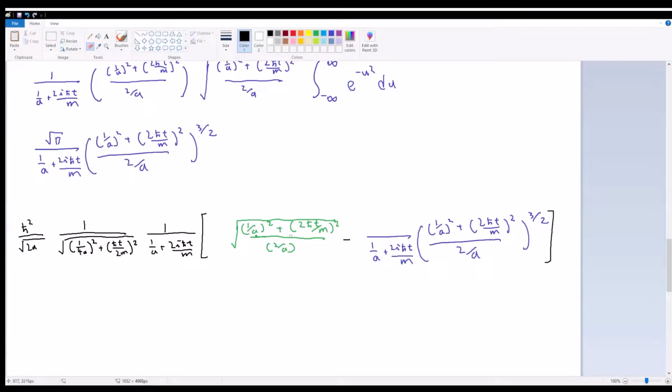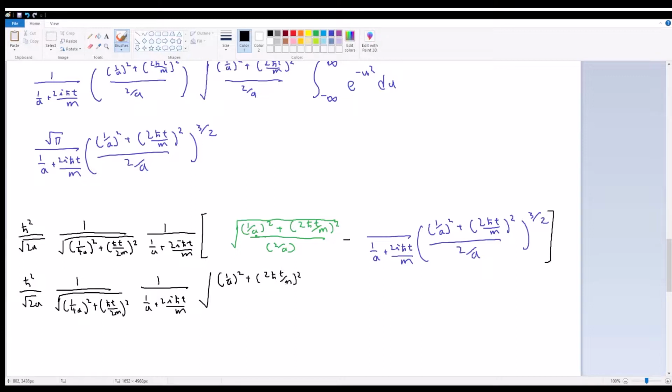Next thing is I can factor out one of these, like a factor of 1/2 for this term, because these are kind of shared across both. So what we have now is h bar squared over square root of 2a times 1 over square root of 1 over 4a squared plus h bar t over 2m squared. And then we're multiplying by 1 over a plus 2i h bar t over m. And then we're multiplying by a factor of square root of 1 over a squared plus 2h bar t over m squared over 2 over a.